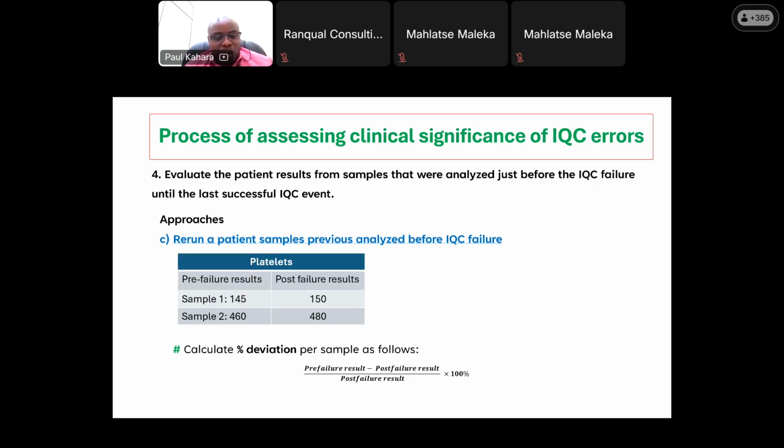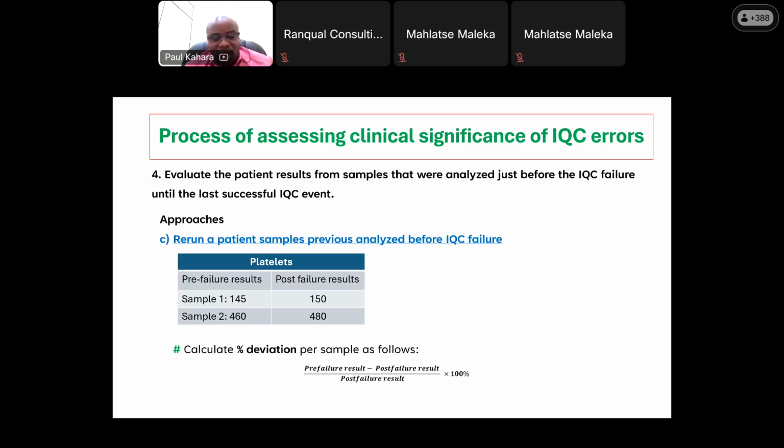So sample 1, for platelets, for example, before you ran your IQC, you are getting 145. And after failing on the IQC and you repeated, you are now getting 150. Okay? Another sample, before the IQC failed, you are getting 460. You ran the IQC, it failed, you corrected. After repeating that sample, you are now getting 480. And you can tell from the 2 results, there was some bias on the lower side before you realized the problem.